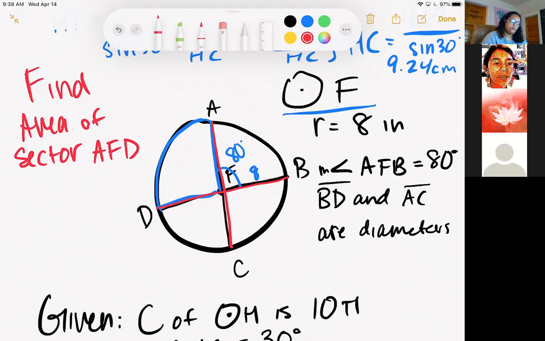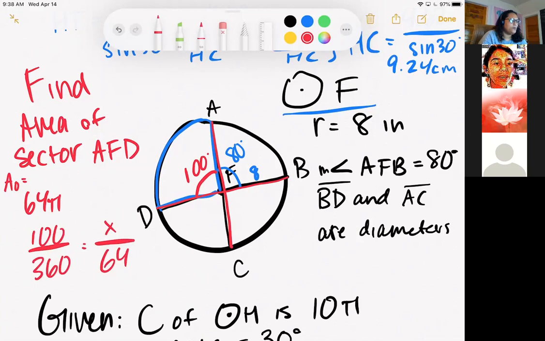AFD would be 100 degrees because it's like a line. So you do that. And then the whole circle is like pi r squared. So it'd be 64 pi. And then you can set up a proportion like 100 over 360 and then x over 64 pi. Cool, awesome. Does everyone understand why that proportion is set up and what Lisa did? But can you explain that a bit slowly?